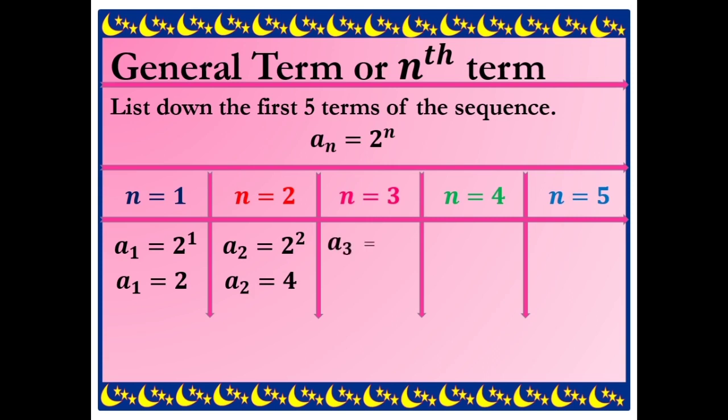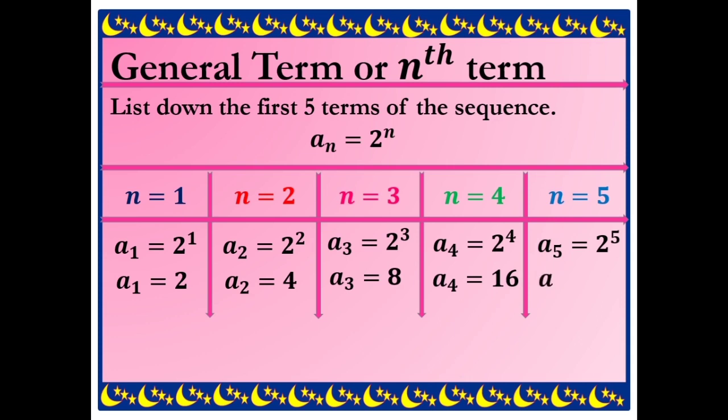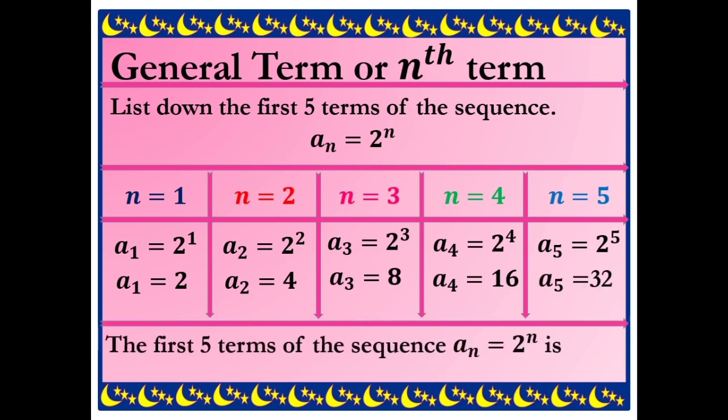Next, for the third term, a sub 3 is equal to 2 raised to 3. Therefore, we have the third term value of 8. The fourth term, a sub 4, is equal to 2 raised to 4. Then we have the fourth term, 16. The fifth term is 2 raised to 5. Then we have a sub 5 equals 32. The first 5 terms of the sequence a sub n is equal to 2 raised to n is 2, 4, 8, 16, and 32. Final answer.